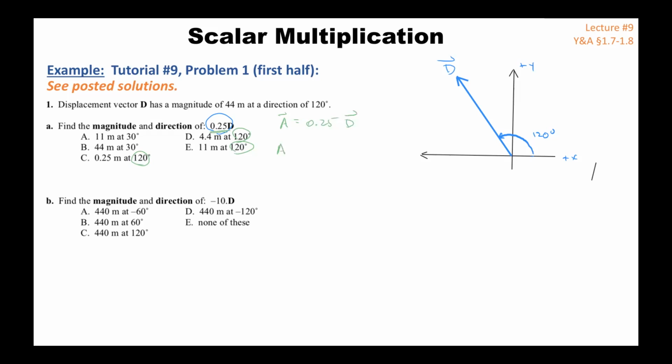Then I could say the magnitude of A, and I'm going to write magnitude here just to be really clear. The magnitude of A is equal to the absolute value of 0.25 times the magnitude of D. So these are both magnitudes. And that's 0.25 times 44 meters, and that turns out to be 11. So I want to draw a vector here that is only 11 meters long compared to the former 44 meters. So this is going to be vector A.